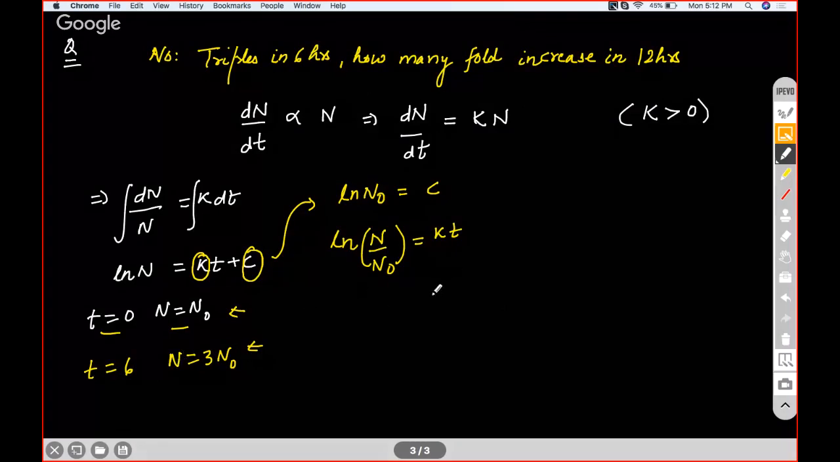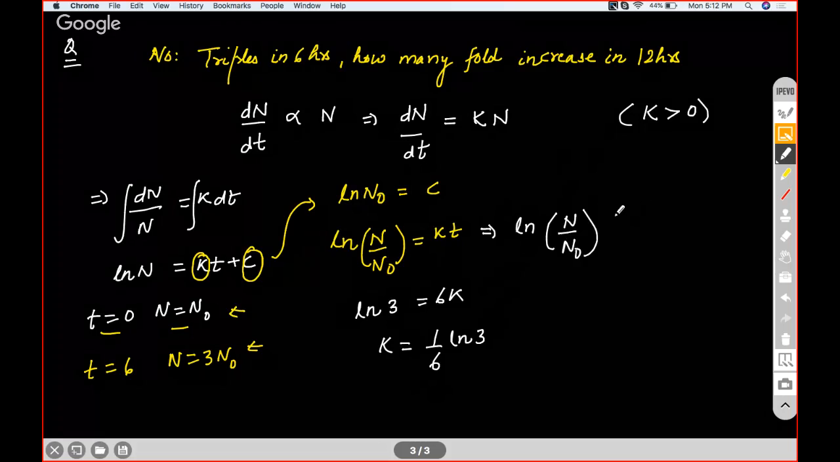That means t is 6, n is 3 n naught. So ln 3 is 6k, so k is 1/6 of ln 3. I'll put it back here once again. So this will be restructured as ln n by n naught is going to be 1/6 of ln 3 times t.